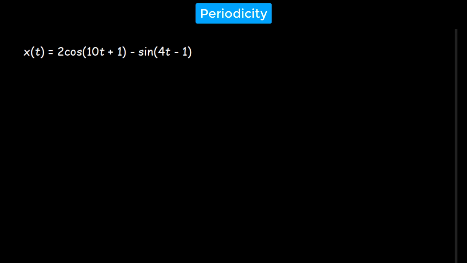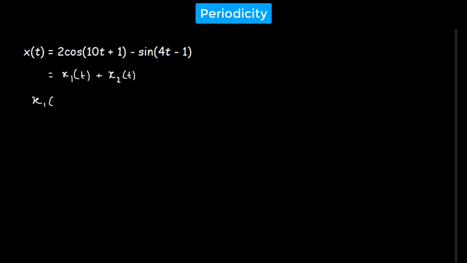So in this question we have x of t, which is a continuous time signal, equal to 2 times the cosine of 10t plus 1 minus sine of 4t minus 1. Suppose that the first trigonometric function is given by x1 of t plus the second trigonometric function is given by x2 of t. We'll try to find the period of each of them individually.